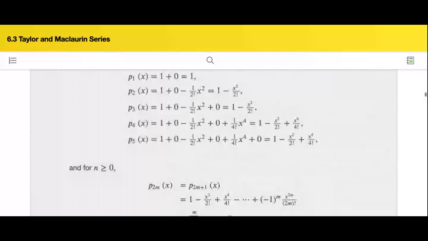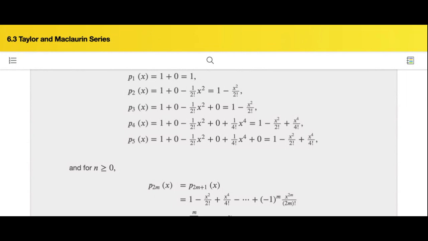Let's see this one. So to the fifth order, we get 1 minus x squared divided by 2 factorial plus x raised to 4 divided by 4 factorial. It seems like it just mixed up with sine x. Sine x is x minus x cubed divided by 3 factorial plus x raised to 5 divided by 5 factorial, and so on and so forth. So for cosine, it is 1 minus x squared divided by 2 factorial. Let me write this down. You may want to write this down too.